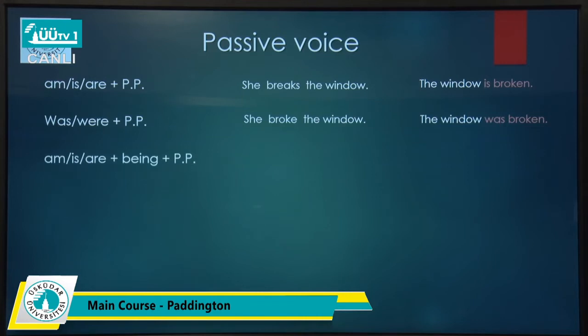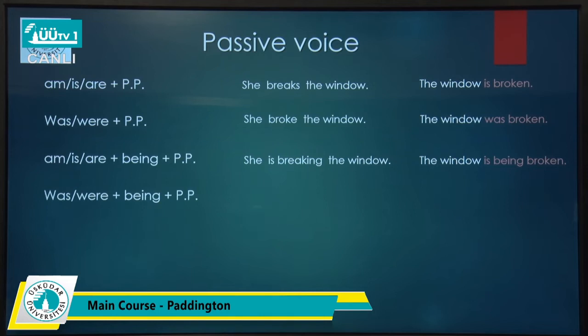If it is present continuous, she's breaking the window, we say am, is, are plus being plus past participle. So the structure will be the window is being broken. For past continuous, it's going to be the same, just am, is, and are change to was and were.